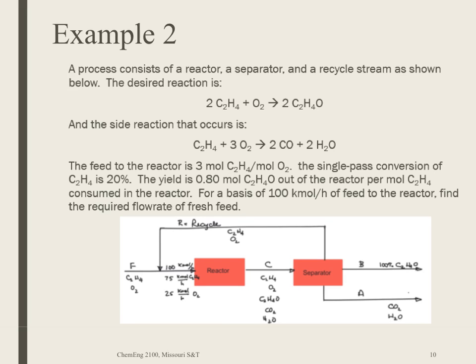In this next example, we're going to look at a more complex process. This one only has two reactions that are happening, but we have a reactor, a separator, and a recycle stream, which is going to add a mixing point to our system.